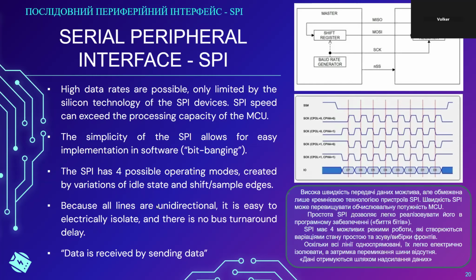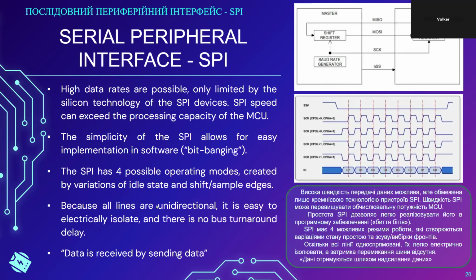Next item. The SPI has 4 possible operating modes created by variations of idle state and shift and sample edges. I have pointed that out in the next image. That is the middle or the bottom image of the 2 images. This goes into details of how the SPI actually operates. Going into detail for the SPI bus would be worthy of a different presentation.